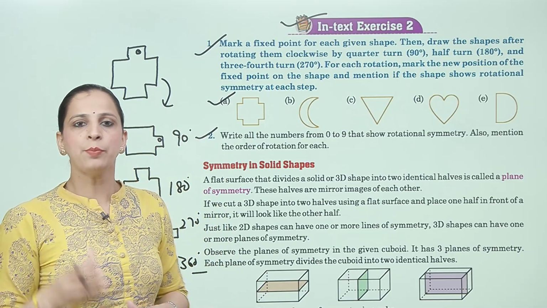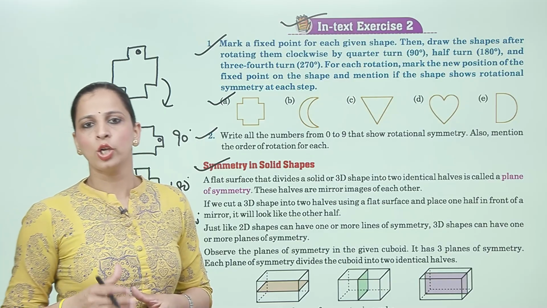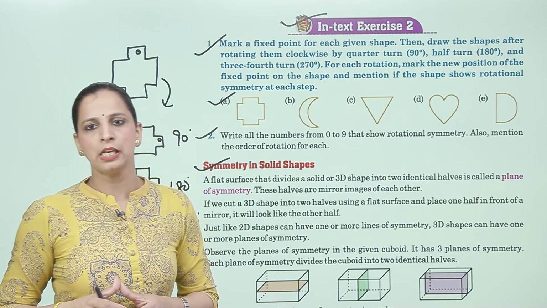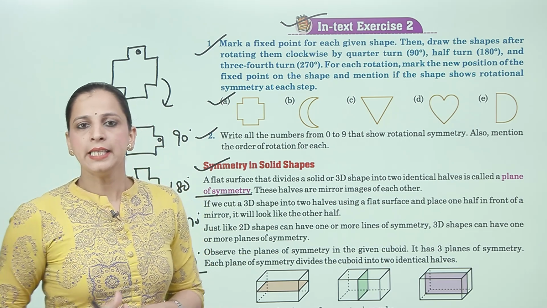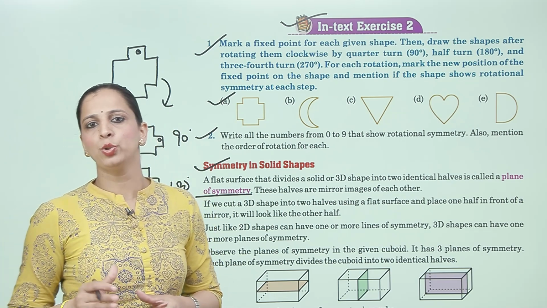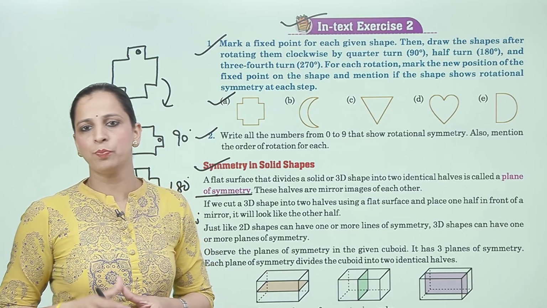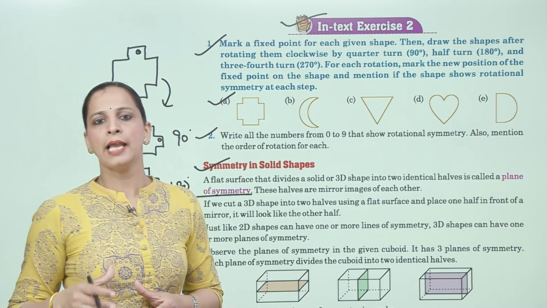Now next is symmetry in solid shapes. A flat surface that divides a solid or 3D shape into two identical halves is called a plane of symmetry. These halves are mirror image of each other. If we cut a 3D shape into two halves using a flat surface or place one half in front of the mirror, it will look like the other half.